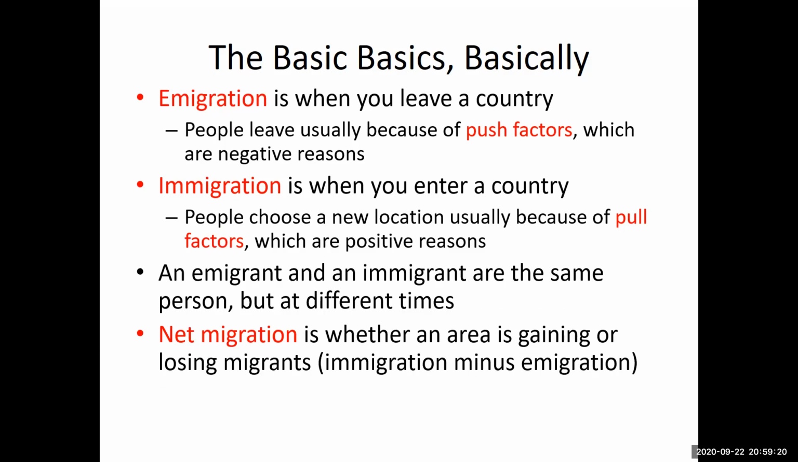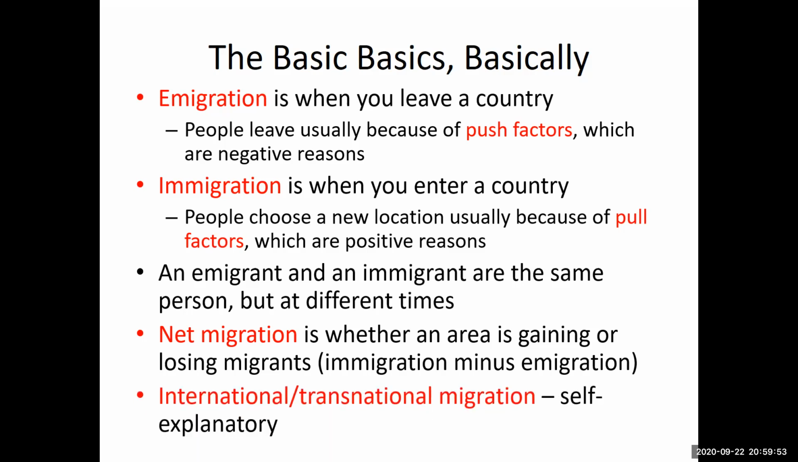Second to last, net migration, I think we may know at this point, is whether a country is gaining or losing immigrants, or it could apply to another scale. If you'd rather not talk about a country, you could talk about Illinois or Chicago or a region. But as long as you're adding up all the total immigrants and subtracting the emigrants, then you would hopefully figure out whether you have a positive or negative net migration rate. If it's positive, it means you have more immigrants coming into your country than people leaving. If it's negative, there's more people leaving than coming in.